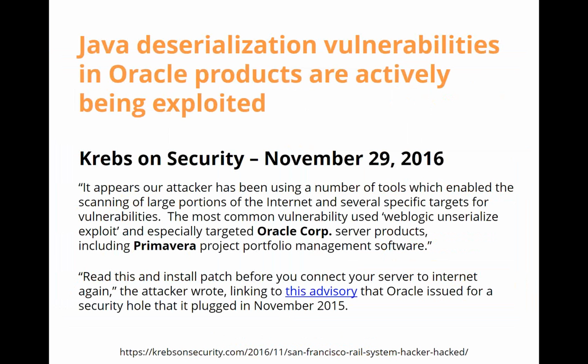Some research was done both by Brian Krebs and some other security researchers to help track down the attacker. And in that process, they were actually able to compromise his email, and they were able to find a lot of information regarding his exploits and what he was trying to do. And he was actually going against companies and using WebLogic deserialization bugs and exploits against both WebLogic and other Oracle products like Primavera.